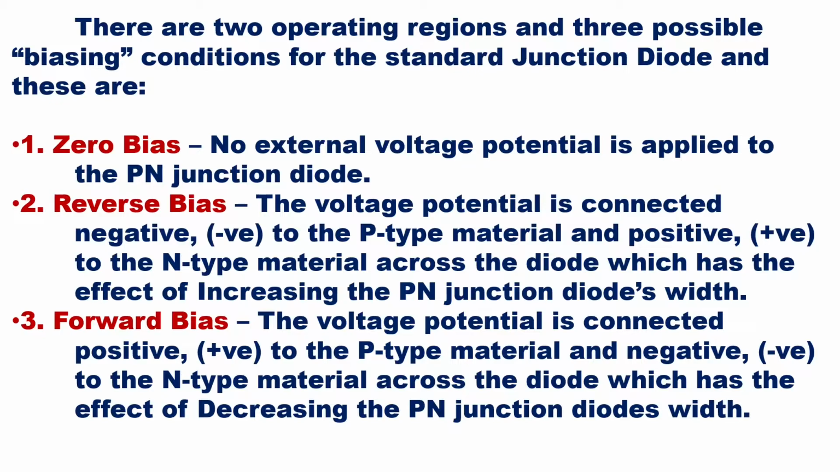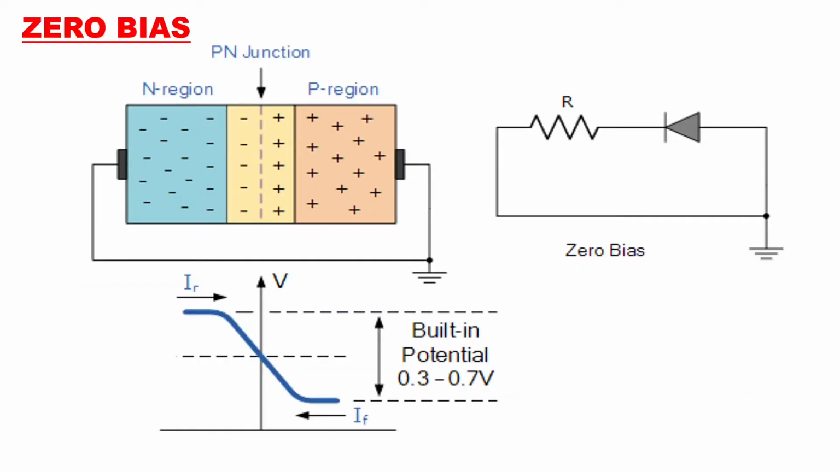So these are the two biasing, that is reverse bias and forward bias. These are the two operating regions. And totally we have three types of biasing. Number one was zero biasing, number two is reverse biasing, and number three is forward biasing. So let's see one by one how each of them works. Okay, so let's start with zero bias.